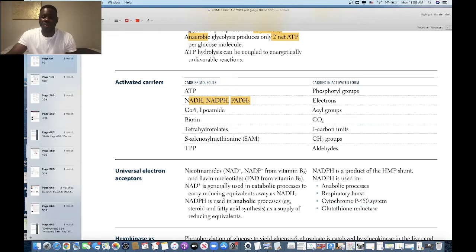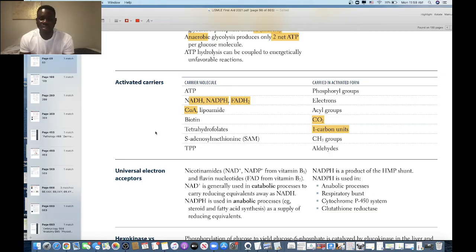And then we also have CoA and lipoamide, which carry the acyl group. This coenzyme A is vitamin B5, the pantothenic acid. So take note. Biotin is carrying carbon dioxide, and tetrahydrofolate is carrying one carbon unit. Biotin is vitamin B7, and we said it was used in carboxylation reactions, adding carbon to something. Whilst vitamin B6 is used in decarboxylation to remove the carbon.